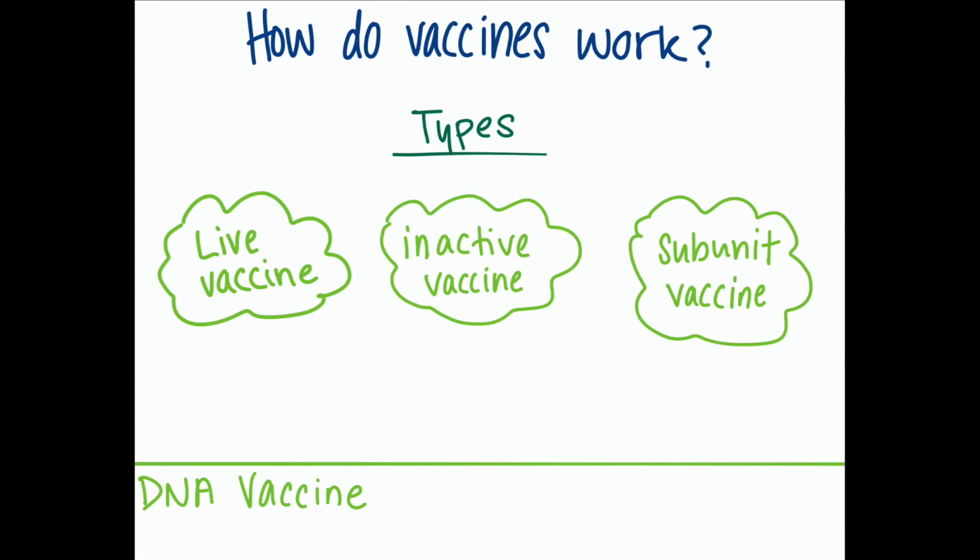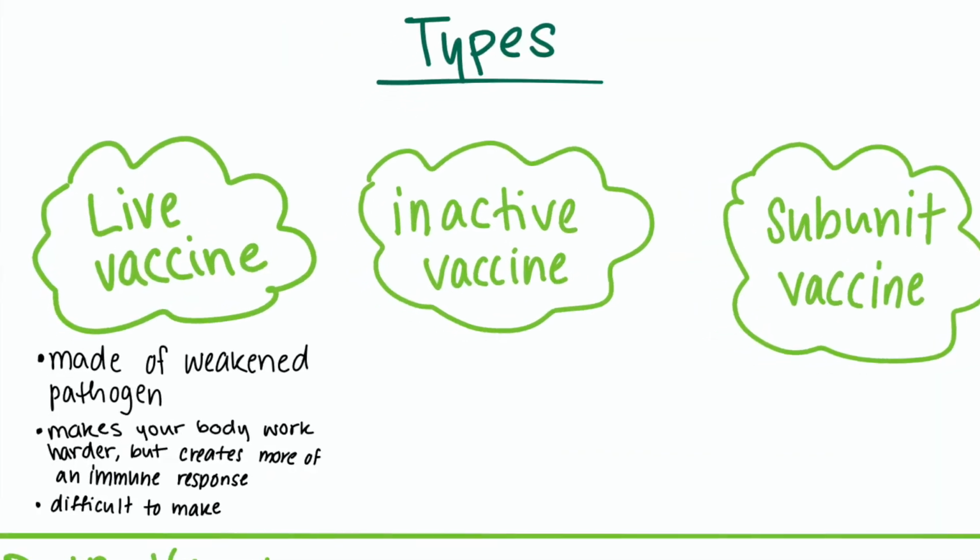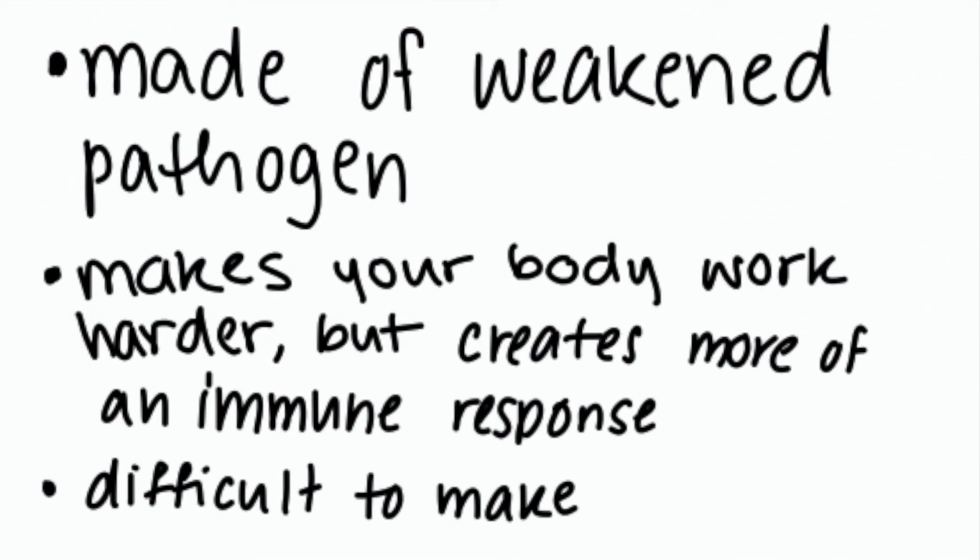So now that we have a general idea about how the immune system works, we can dive into how vaccines work and talk a little bit more in depth about them. So we'll be discussing 4 different types of vaccines today, beginning with a live vaccine. Live vaccines are created by using a weakened version of the pathogen. And while it makes your body work a little bit harder, it actually generates more of an immune response.